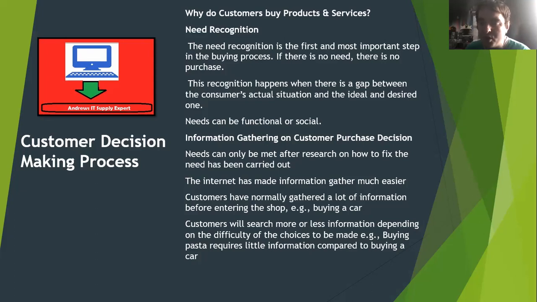Customers will search more or less information depending on the difficulty of the choices to be made. For example, buying pasta requires little information compared to buying a car. Pasta is a need. A car is a want. A car is not really something that you cannot live without, but pasta is food.